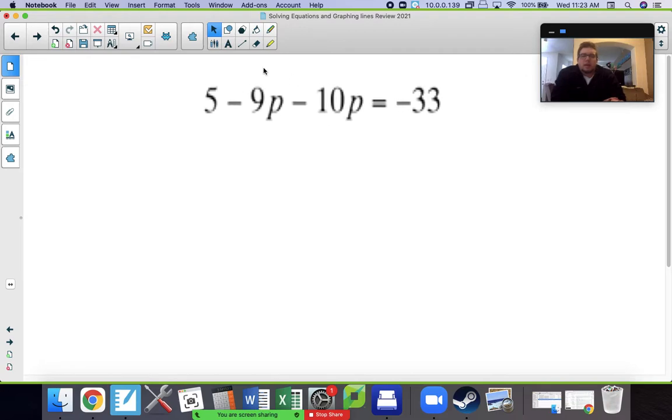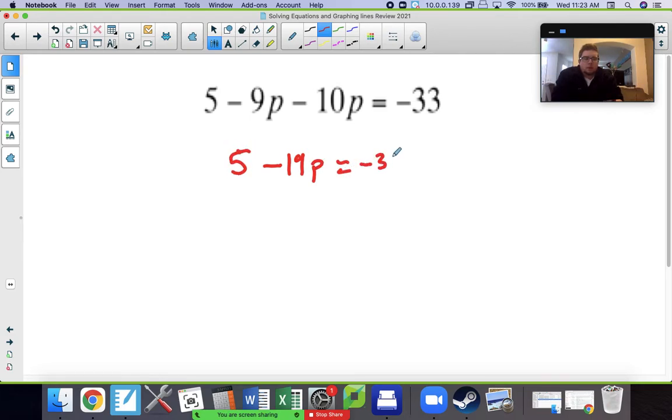If there are like terms on one side of our equation, so we notice that we have a 9p and a 10p, both are negative in this case, we should combine them before moving forward. So the negative 9 and the negative 10 combine to be negative 19p. The 5 carries down, and we have negative 33 on the other side still.